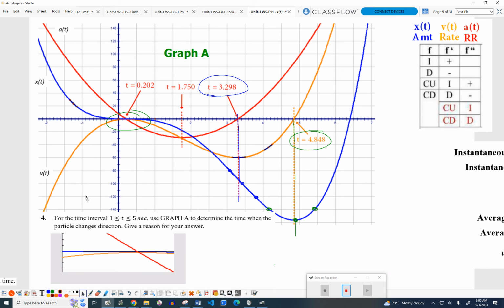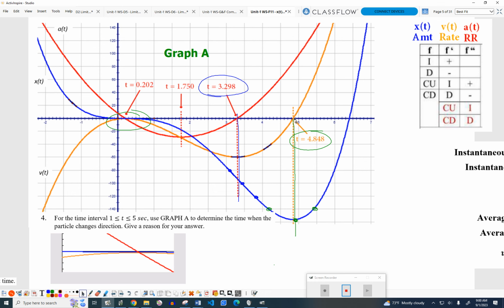The velocity never is negative in this picture until we get to right here. That means for all of the time where the velocity is negative, the particle is moving left. When the velocity changes from negative to positive, the particle direction changes. That's what they're talking about in question 4. Questions? Okay, let's keep going.